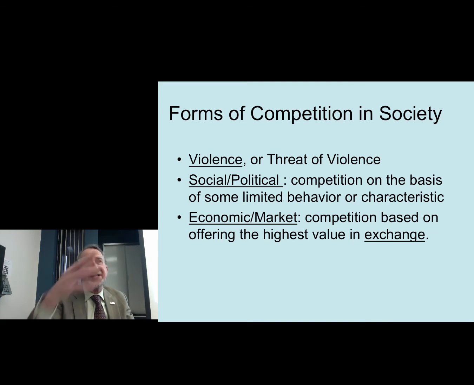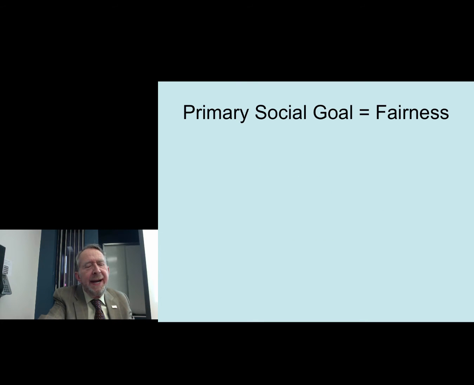So every society has a combination of all three. In every analysis of political systems, almost always the primary goal is fairness. You want to design a system that is fair. And fair can't mean equal because you have scarcity. So fair means an equal opportunity to compete in the system of competition.